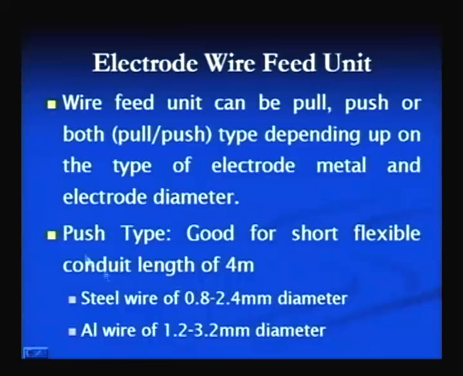That is why the push type wire feed unit is used only with somewhat larger diameter electrodes, and steels can withstand a somewhat smaller diameter. You can see here the smallest diameter which can be handled by the push type wire feed unit is 0.8, while for aluminum the lowest diameter which can be handled by the push type wire feed unit is 1.2. So, larger diameters are used with the somewhat soft and weak materials compared to steel.